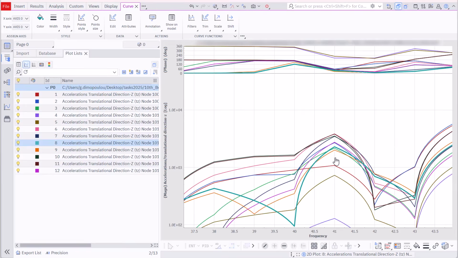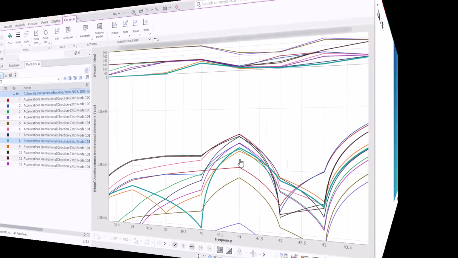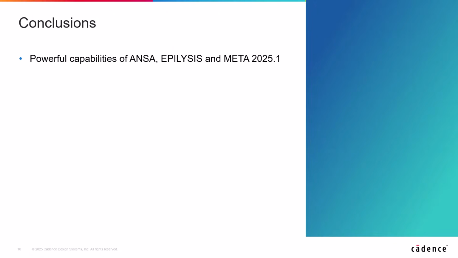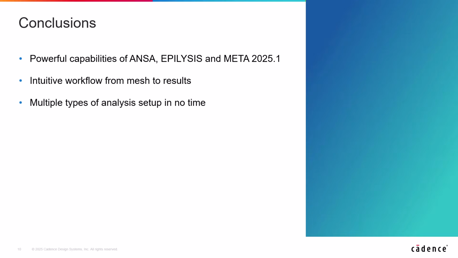Having seen the last type of analysis and reviewed the results, we can now wrap up this demo session with a short recap of what we have seen. First of all, in this demo session, we showcased the most powerful capabilities of ANSA, Apillisys, and META 2025.1 that offer an intuitive workflow from mesh to results, enabling us to set up multiple types of analysis in no time, boosting this way our productivity and reliability.